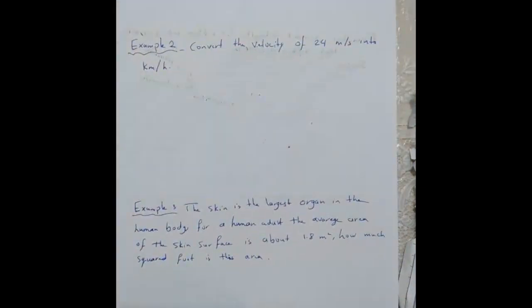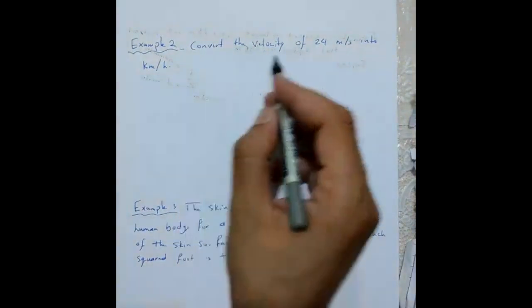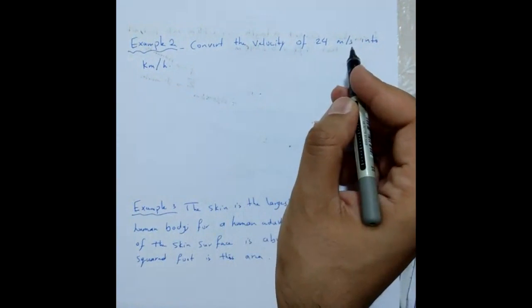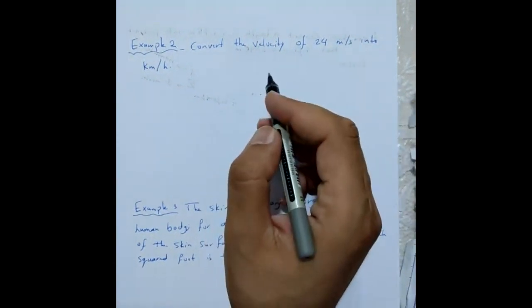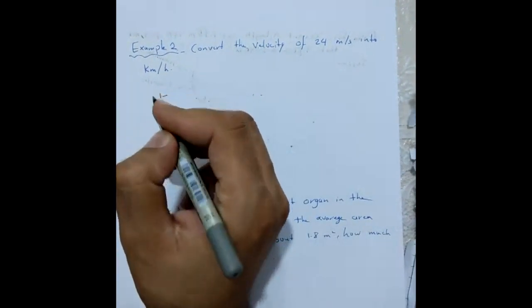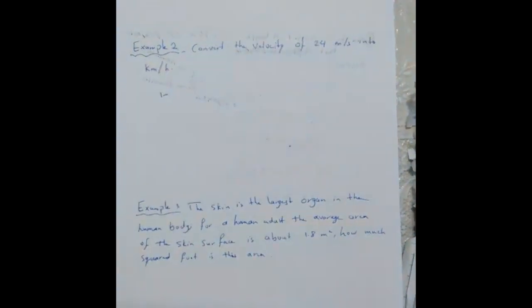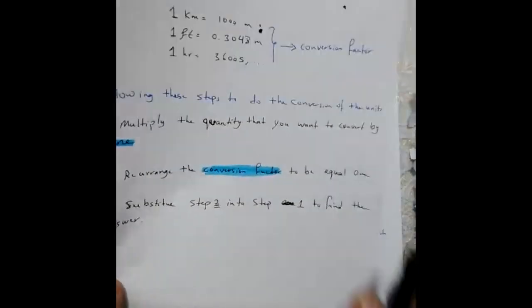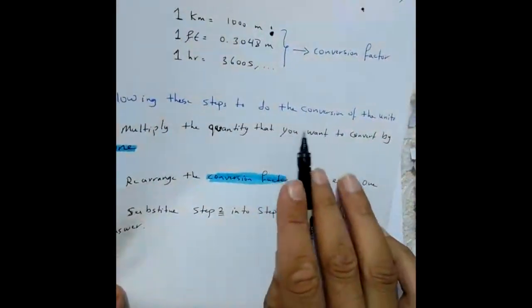Okay, we have another example. We'll try to solve it. First of all, we want to convert the velocity of 24 meter per second into kilometer per hour. So I will follow the steps. Return back to the steps. The first step is to multiply the quantity that you want to convert by 1.